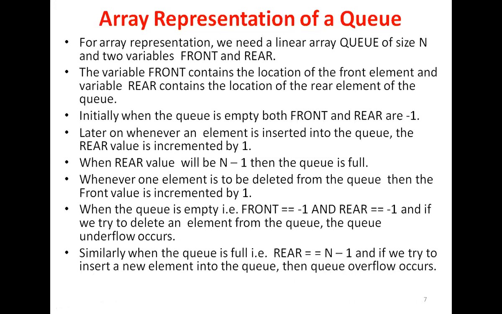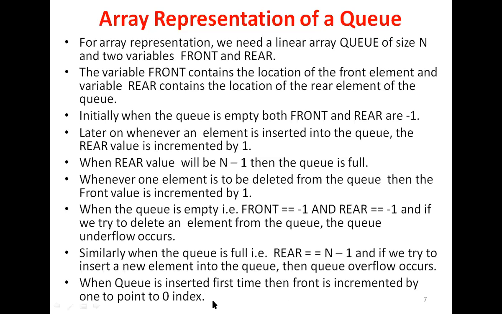The next point is when the queue is inserted first time. First time means suppose the queue is empty and you are inserting the first data into the queue. Then front is incremented by 1 to point to the 0 index. I discussed this in the previous slide also. Whenever you are inserting the first data item into the queue, you have to increment the value of front by 1, so front should point to the first element. So these are the key points of array representation of a queue.